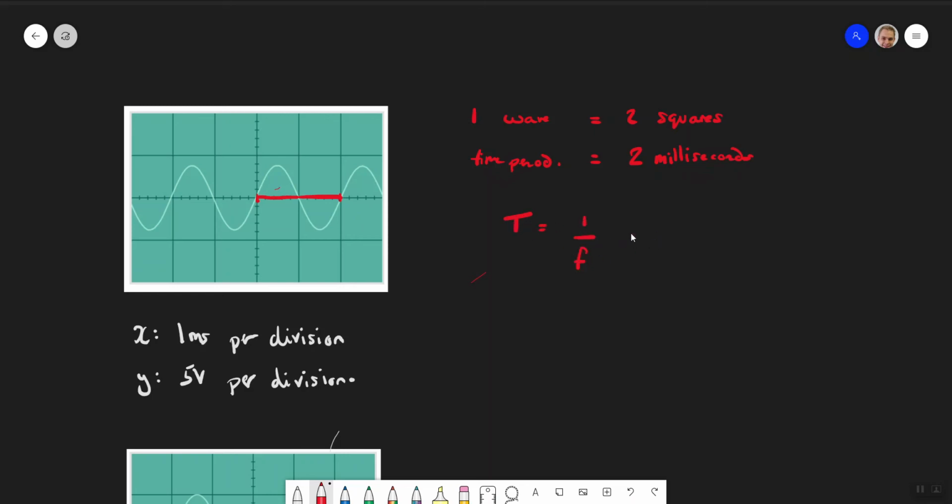So time period is 1 over frequency. That means that frequency is 1 over the time period. So we get 1 over 2 milliseconds. Now remember that milli is 1 over 1,000, so that's 2 over 1,000 seconds. This isn't the same one because I did 1 over 4 last time. So 1 over 0.002, and we get 500 hertz. So that's what our oscilloscope can tell us.